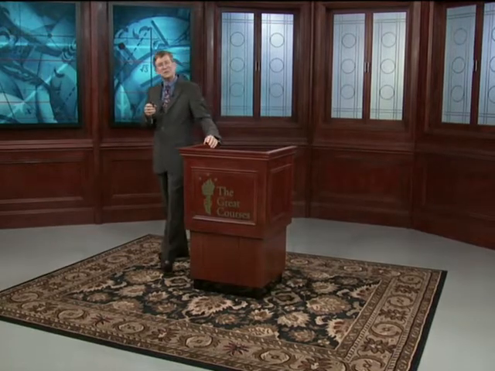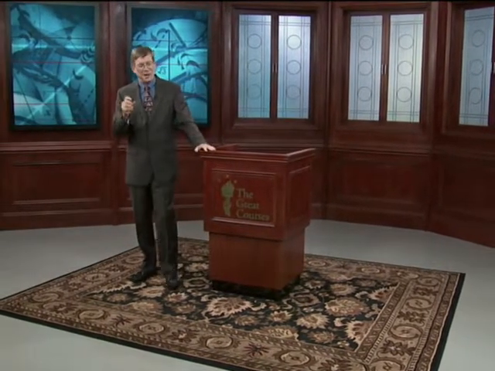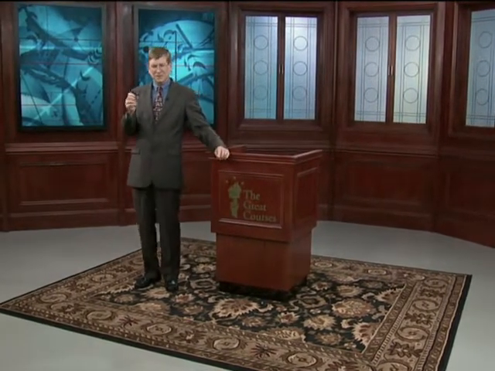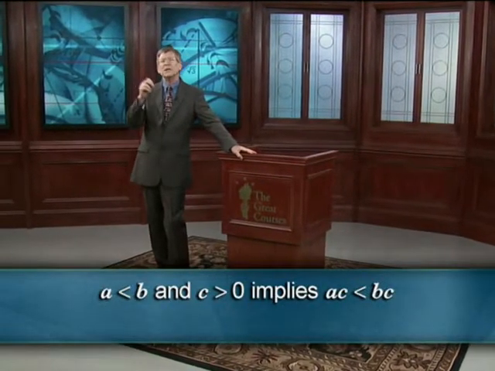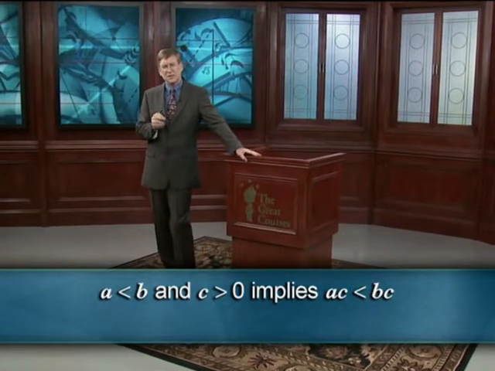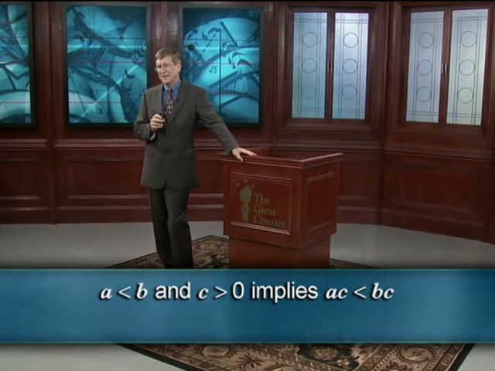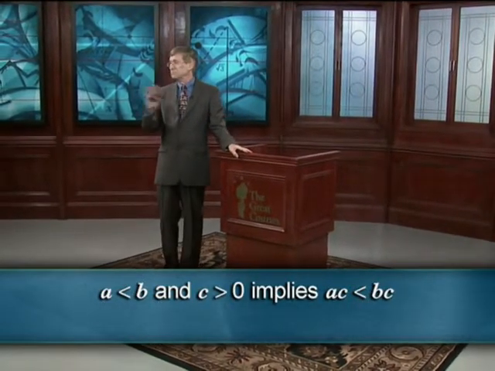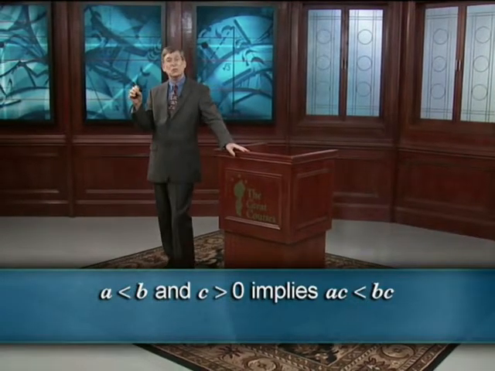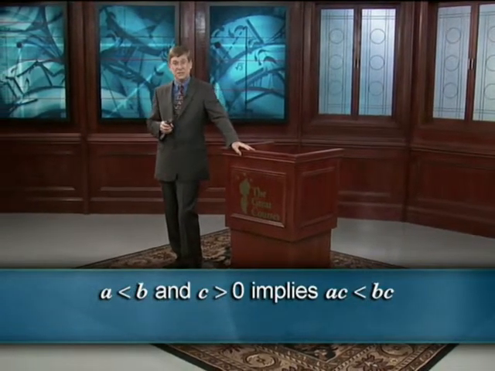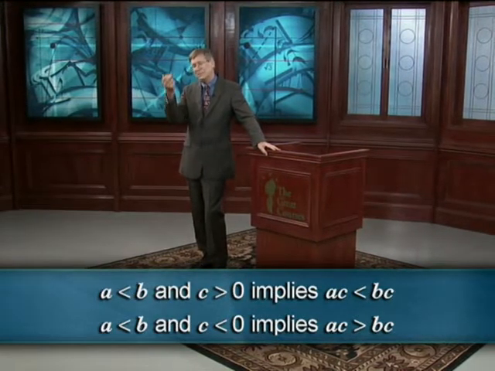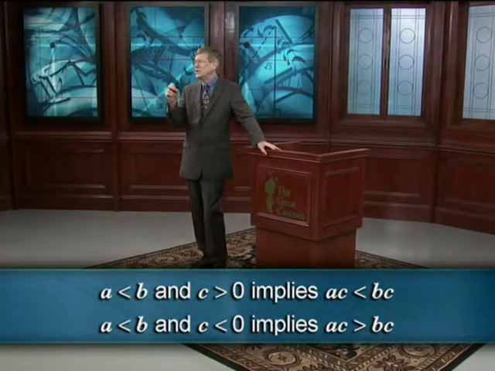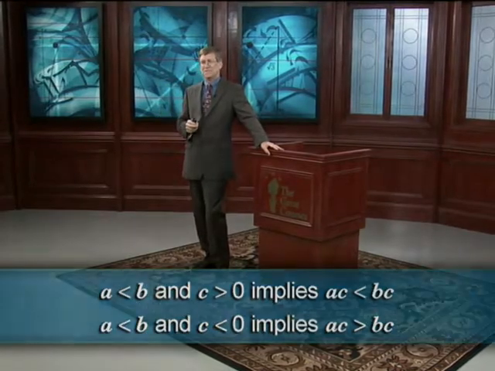Let's turn now to a difficult property, one you have to be careful of. If you have A less than B and you multiply both sides by a constant, you have to be a little careful here. If the constant's positive, no problem. Then AC will continue to be less than BC. But if that constant is negative, you've got to flip the inequality. AC will be greater than BC. Let me show you a quick example of this.